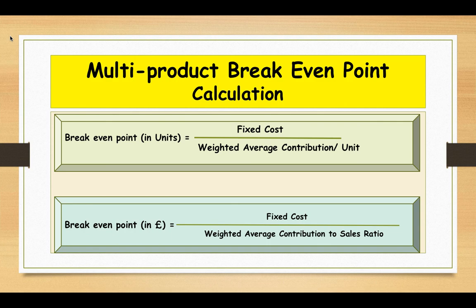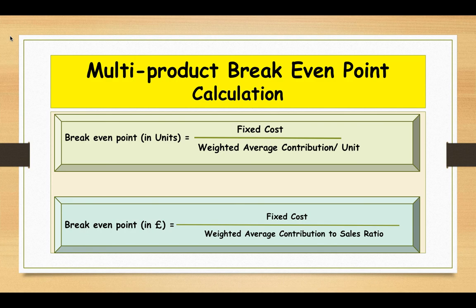For a multi-product company, we need to calculate the weighted average contribution per unit or the weighted average contribution to sales ratio for the total company, the overall total company. We shouldn't calculate it for the individual products because that won't make sense, because the company is selling 2 or more products.